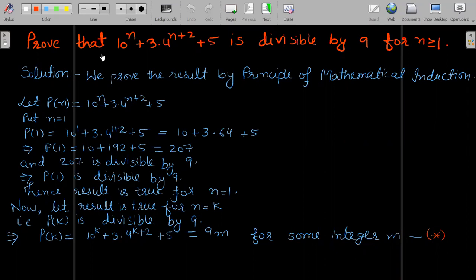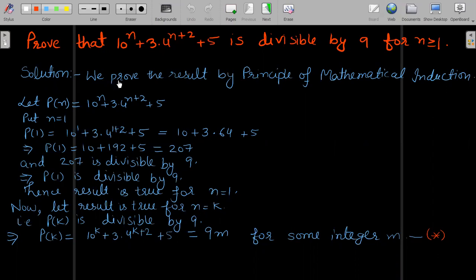This is question number 3 from the topic divisibility. The question is: prove that 10^n + 3·4^(n+2) + 5 is divisible by 9 for n ≥ 1. Here n is an integer greater than or equal to 1, that is, n is a positive integer.